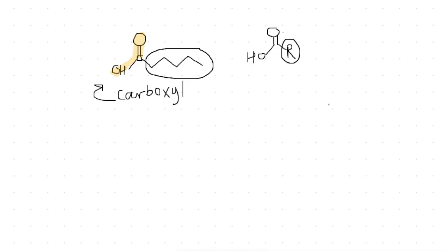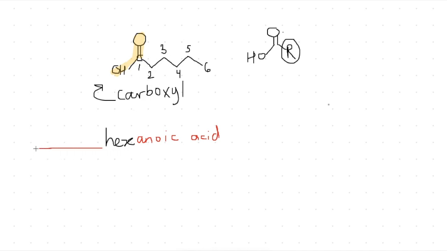Now we use the same prefix system when naming carboxylic acids, but because the carboxyl group will always be at the end of your carbon chain, you should start your carbon 1 from here. So we have a 6-carbon chain. The prefix for 6 is hex. Attached to this prefix, when we name carboxylic acids, we put anoic acid at the end of the name. If there were any substituents, they would go in the beginning. For example, if I had a methyl on carbon 5, I would have 5-methyl hexanoic acid.